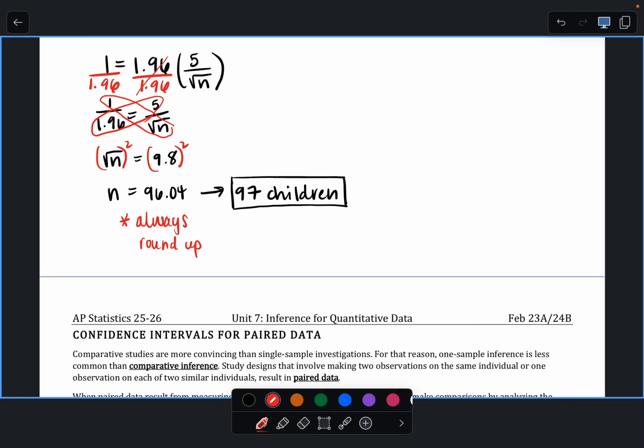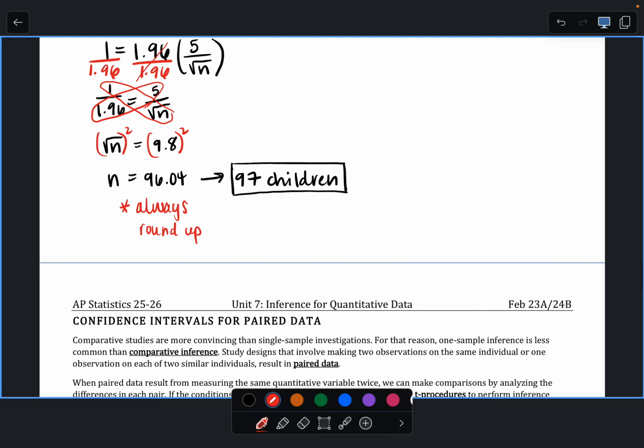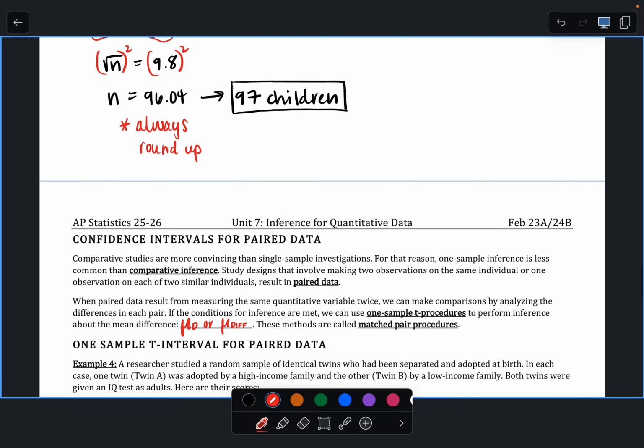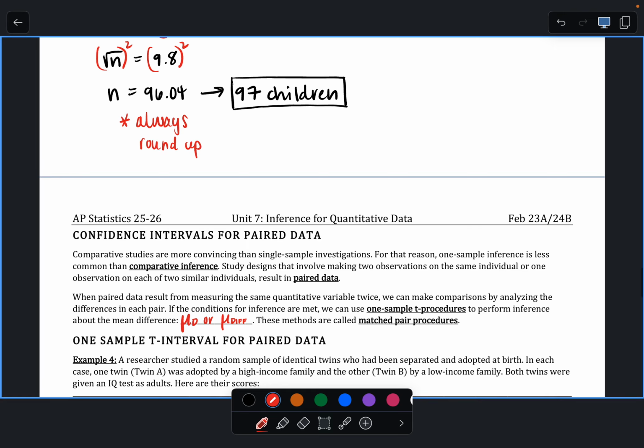Okay, last FRQ, and it's different, but it's not. Way back in Unit 3, so think October, the second week of October, we talked about experimental design. We mentioned that if I wanted to do an experiment where I can determine cause and effect, there's 3 types of design I could have. I could have completely randomized, I could have blocked, and I could have matched pairs.